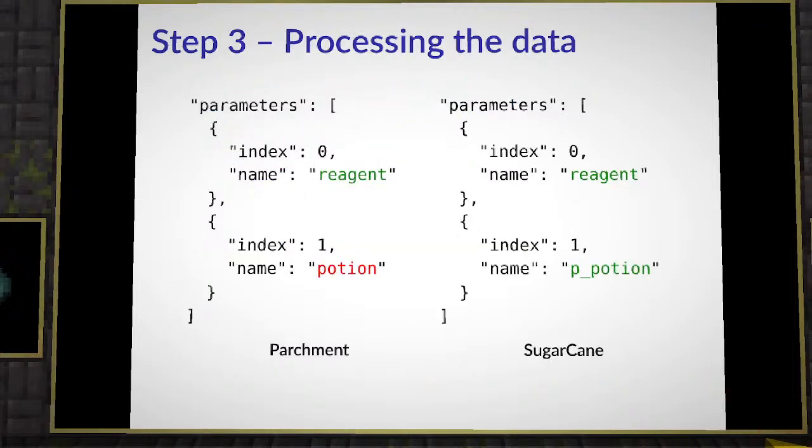So in the final step, SugarCane will take the Parchment data and then process it. It goes over every parameter mapping, takes the parameter renamer for the method that parameter is used in, and then changes the name if required. Here we can see an excerpt. We have the raw data on the left, and the SugarCane data on the right, and you can see that the potion parameter was renamed to p potion because it would conflict otherwise.